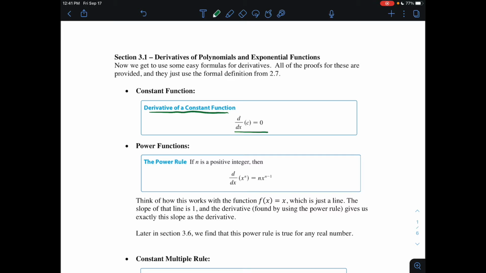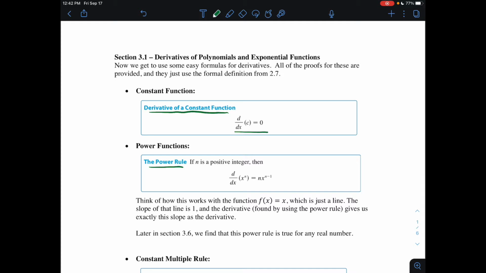Then next, power functions. Here we have what's called the power rule. If n is a positive integer, then the derivative with respect to x of x to the n is equal to n times x to the n minus 1. Essentially, the original power n drops down as a coefficient, and then we decrease the power by 1.